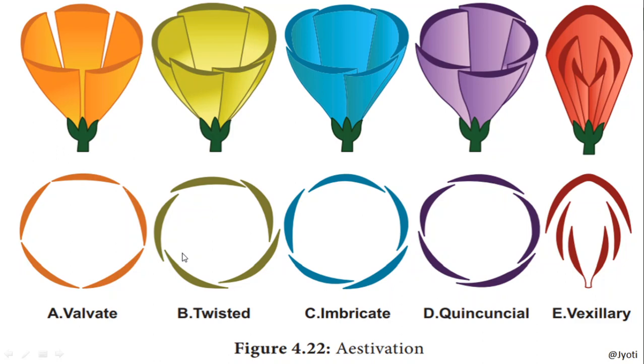So children, please try to understand the aestivation, the arrangement of the corolla. Here you can see one side of the corolla is above, one side is below, one side above, one side below, one side above, one side below. In this way the adjacent petals are overlapped by each other.